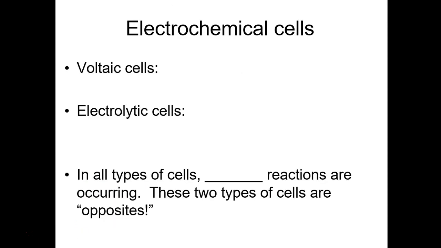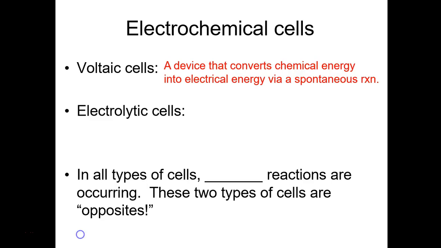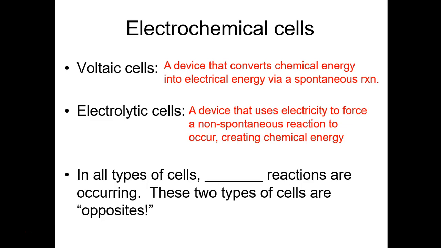Alright, so we're going to look at two types of electrochemical cells. A voltaic cell is a device that converts chemical energy into electrical energy via a spontaneous reaction. And an electrolytic cell is a device that uses electricity to force a non-spontaneous reaction to occur, in turn creating chemical energy. Alright, so in both of these cells, the reactions we're looking at are redox reactions. And the two types of cells are opposites of each other. And if you look at the definitions, you can see that.